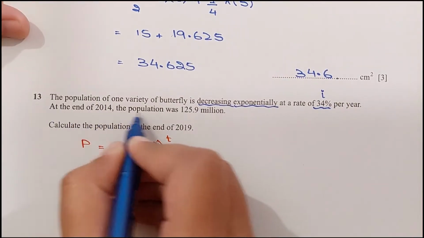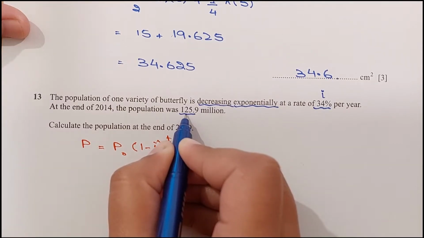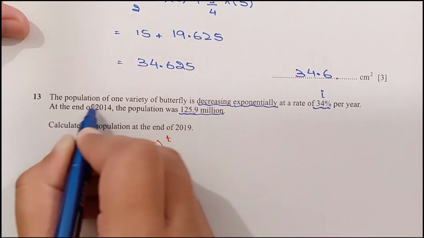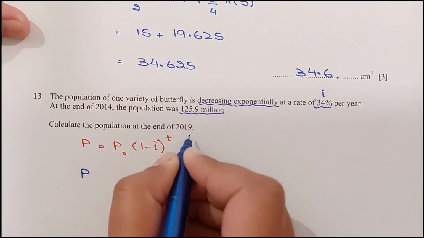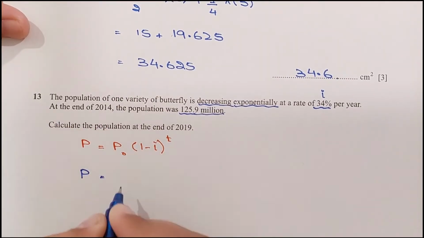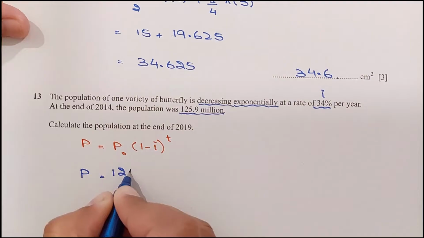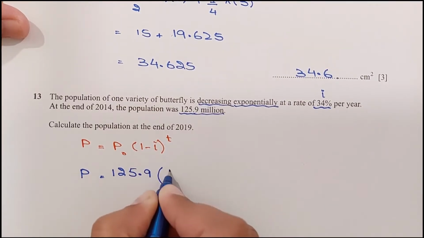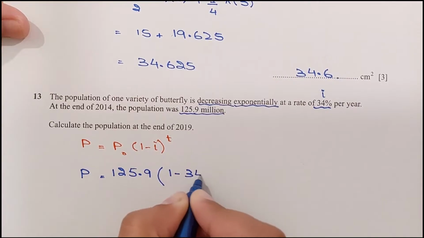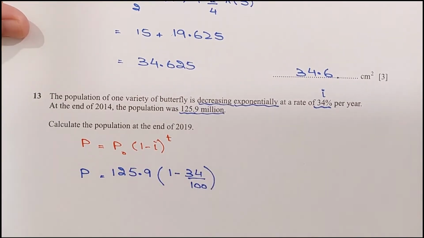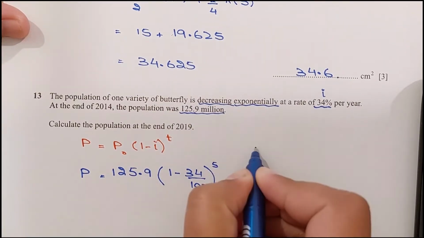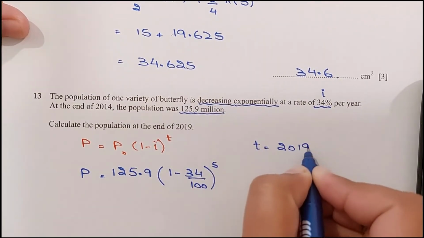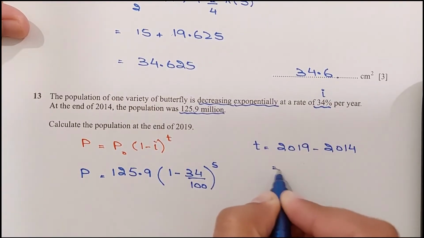At the end of 2014, the population is 125.9 million. Right, end of 2014. Calculate the population at the end of 2019. So we have to find the population at the end of 2019. The population at the end of 2014 is 125.9 million times 1 minus I, which is 34 divided by 100, and t, how many years? We have to find 2019 subtract 2014. Right, so the time is 2019 minus 2014. So this is 5 years.